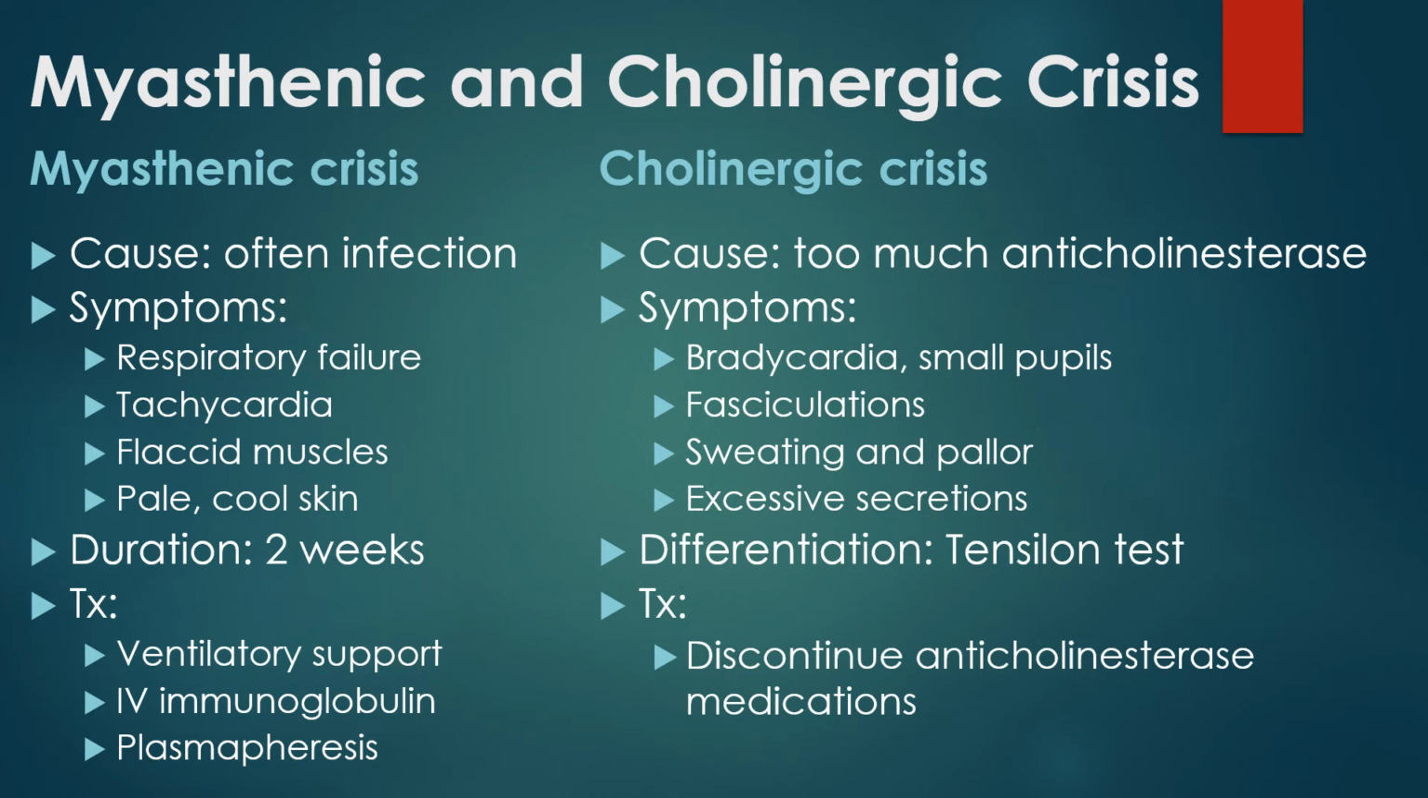Another type of crisis that the MG patient may encounter is a cholinergic crisis. This is simply due to excessive anticholinesterase medication and is potentially secondary to the patient taking too much prescribed MG medication. It may be difficult to distinguish whether the crisis the patient is experiencing is cholinergic or myasthenic due to similar features. In this situation, the Tensilon test, which is used to diagnose MG, is used.